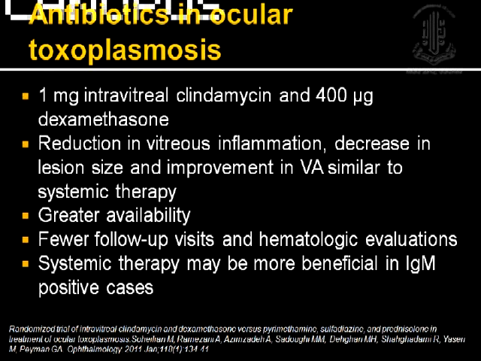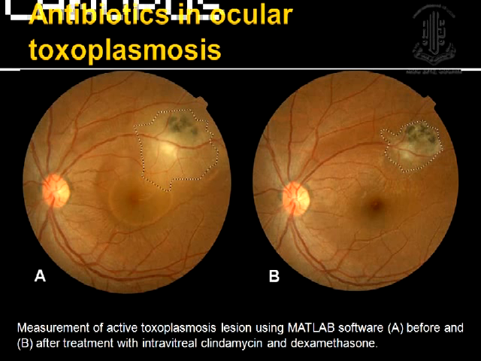Of course, there's greater bioavailability because you're injecting it very close to the lesion. They need fewer follow-up visits and fewer hematological investigations as compared to systemic therapy. But systemic therapy may be more beneficial in patients who are IgM positive for toxoplasma. Here you see a lesion which is beautifully resolved after treatment with intravitreal clindamycin and dexamethasone combination.